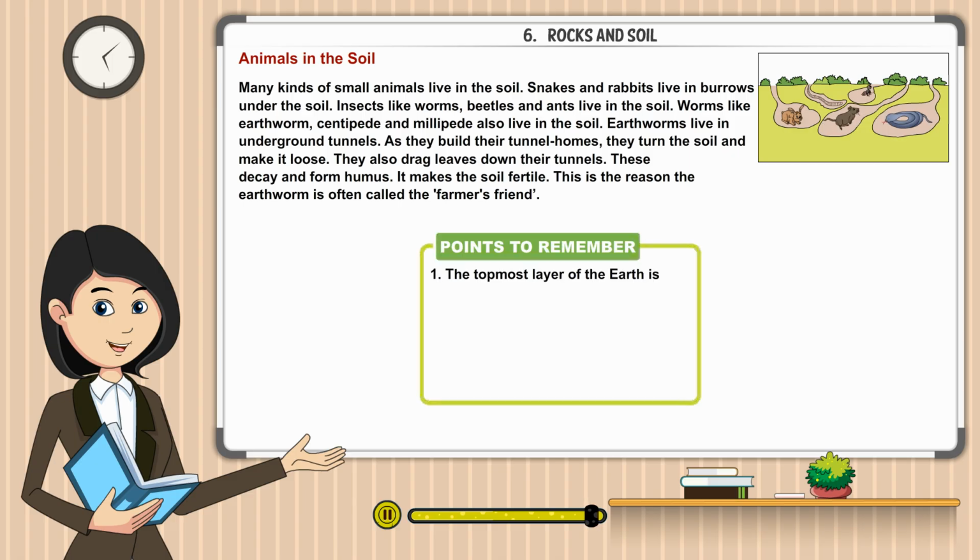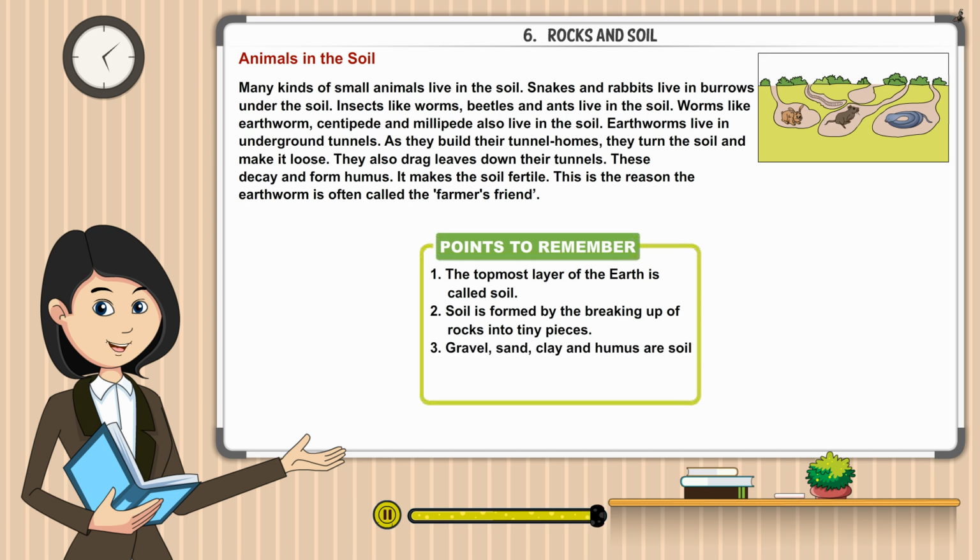Points to remember. The topmost layer of the earth is called soil. Soil is formed by the breaking up of rocks into tiny pieces. Gravel, sand, clay, and humus are soil constituents. Soil contains moisture and air.